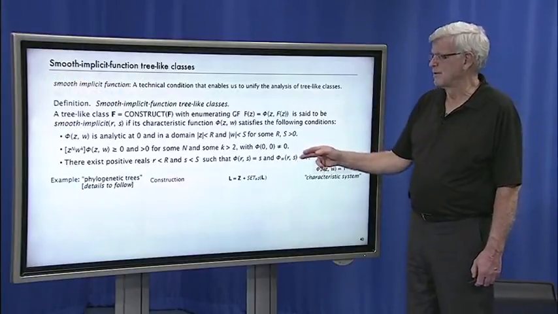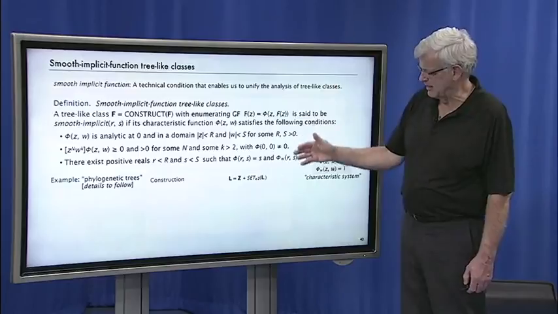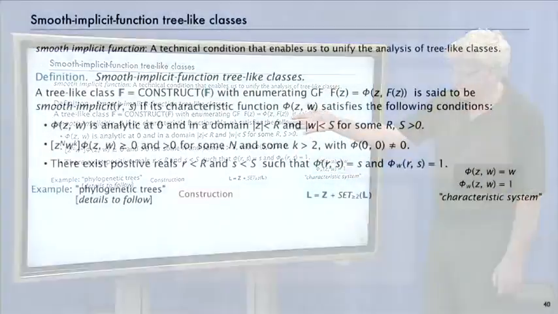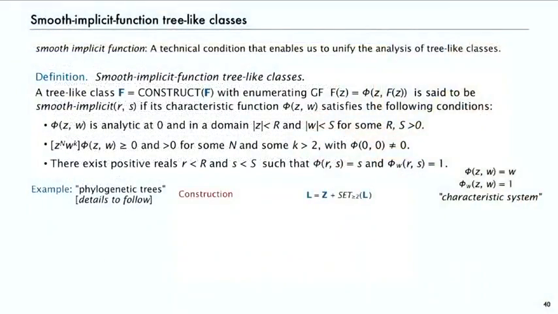So here's an example of a tree-like class, and we'll look at this later on. This is called phylogenetic trees. So L is Z plus a set of at least two L's. That's the Z, a set of at least two. We take e^{L(z)} and then subtract off 1 and subtract off L(z). So that's not a simple variety of trees. It's not z times something. It's this complicated function. But that's fine.